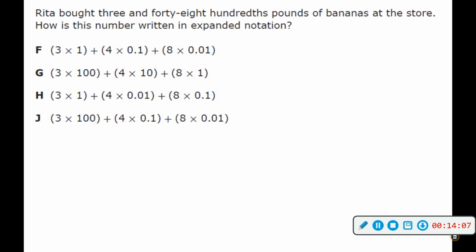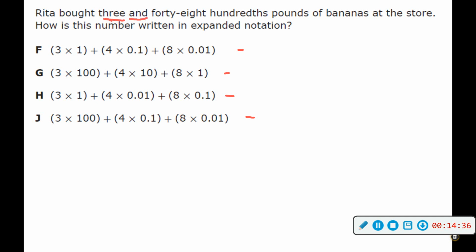Rita bought 3 and 48 hundredths pounds of bananas at the store. How is this written in expanded notation? So there are 2 ways to solve this. One, you can rewrite all of these answer choices to fit the number that you need and see if it matches in word form. Or you can write the word form out in standard form and see how it's written in expanded notation. So I will try to do both at the same time.